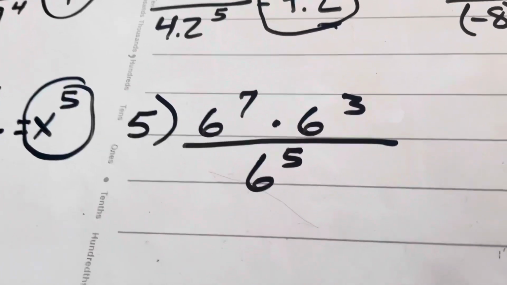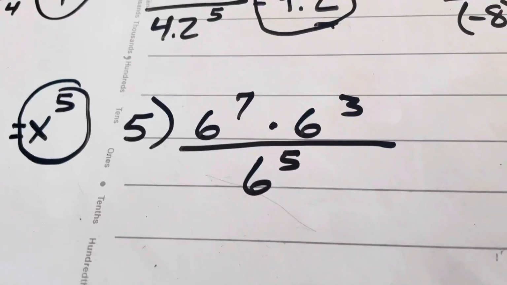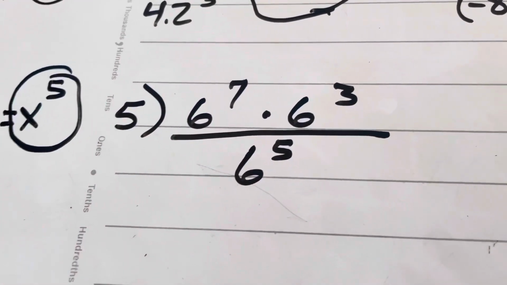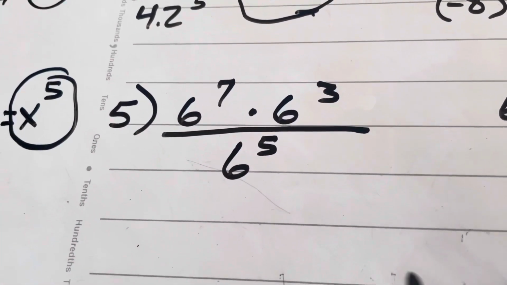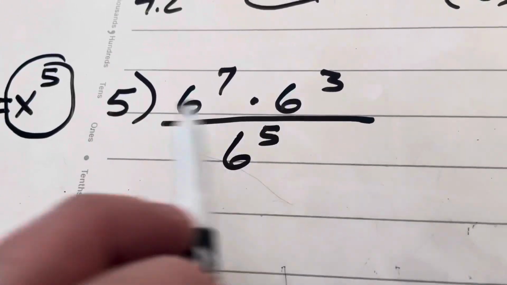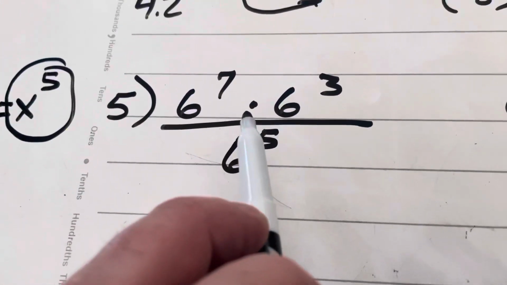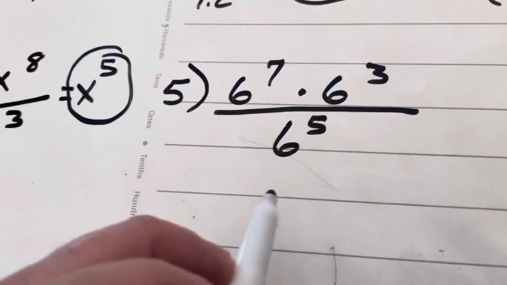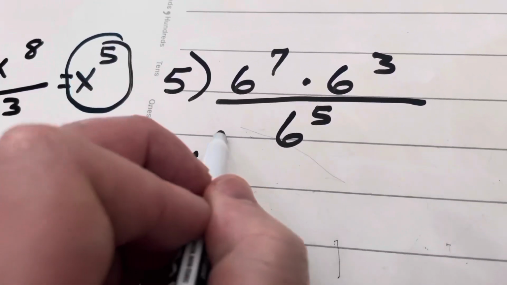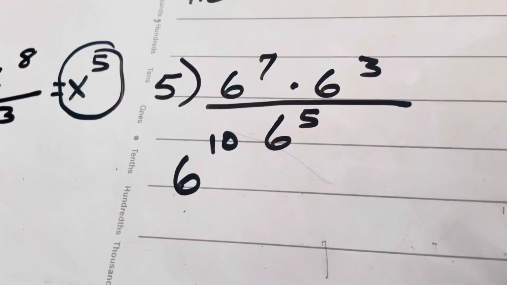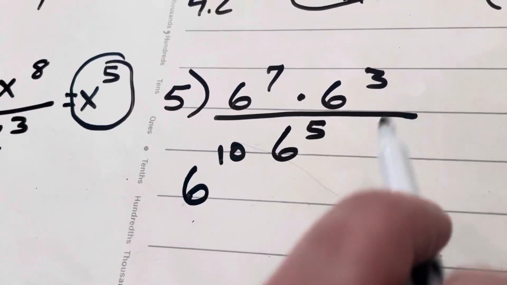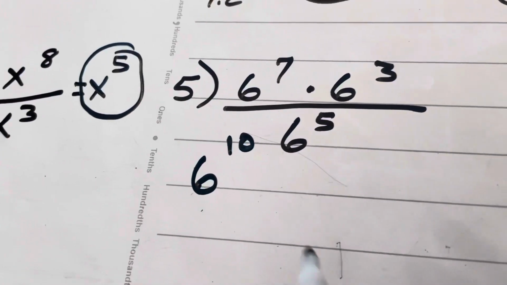Now there's actually some math problems within what we're doing. So here we have 6 to the power of 7 times 6 to the power of 3. Well, remember when I multiply and they have the same base number, we're adding the exponents. So it's the power of 7 and the power of 3. We're adding the 7 and the 3. That makes 6 to the power of 10.